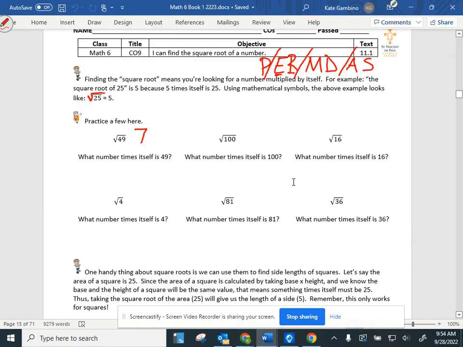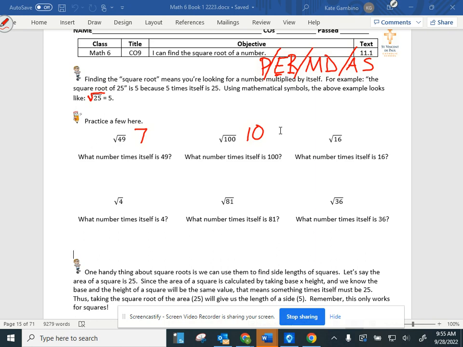Now, if you know your multiplication facts and you know 10 times 10 is 100, do we have to look at our multiplication table? No. Is there a way that we can check to see if we were right? Calculator. 10 times 10. Does it equal 100? So you can double check your math by just multiplying that number by itself.